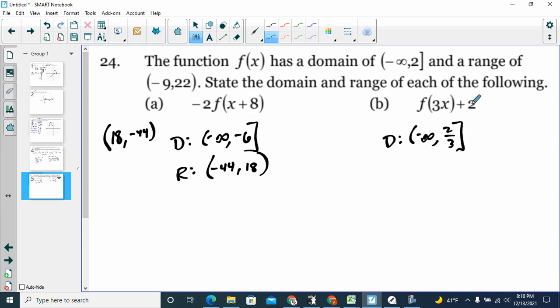Plus 2 added on to the end. Again, anything on the outside happens to the y's, exactly as you would think. So we're adding 2 to our range. So our range should now be negative 7 to 24. Whoops. They're both parentheses on the range.